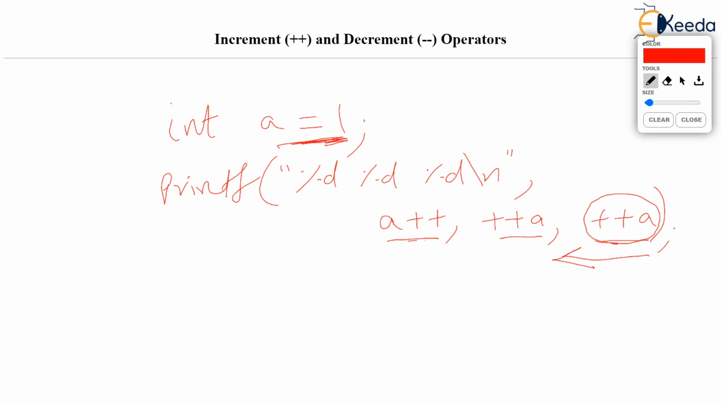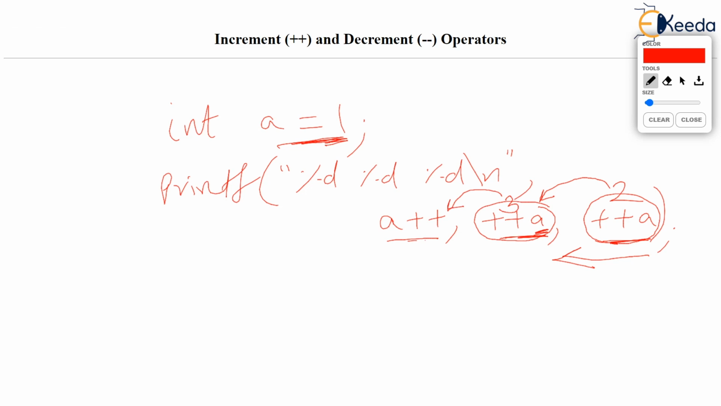So what does this mean? Increase the value of a. So the result of this expression is 2, and a has also become 2. Now by the time you reach this expression from right to left, listen, a has already become 2, and this means increase the value of a and then print it. So the value of this expression is 3, because a was already 2 and ++a will increase the value of a.